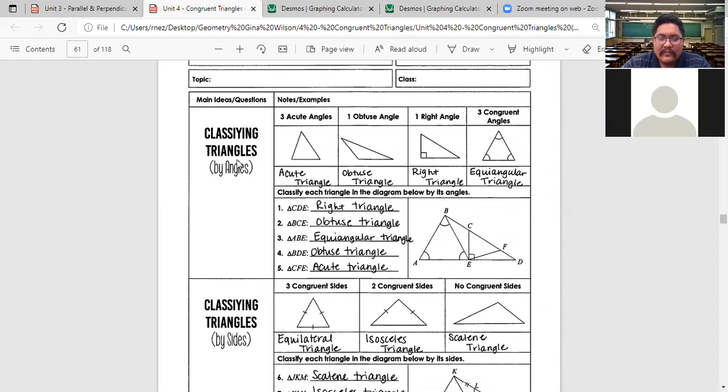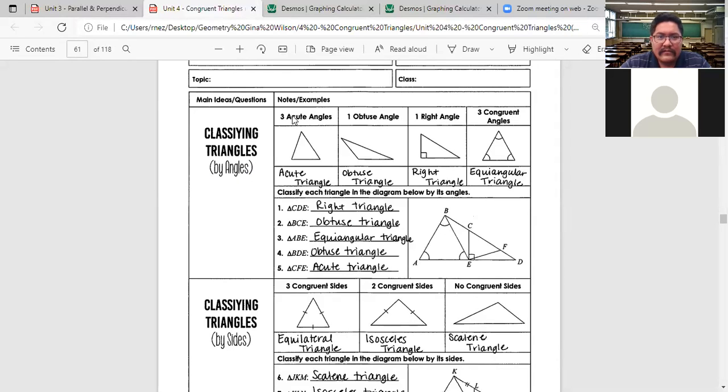All right, so now we're moving into triangles. That's what this whole unit is about, proving triangles congruent or not. But before we do that, we need to learn a couple of things about triangles. So first off, there are 2 ways to classify triangles. The first way is by their angles. And the other way is to classify by sides. So what are the sides doing and what are the angles doing, basically?